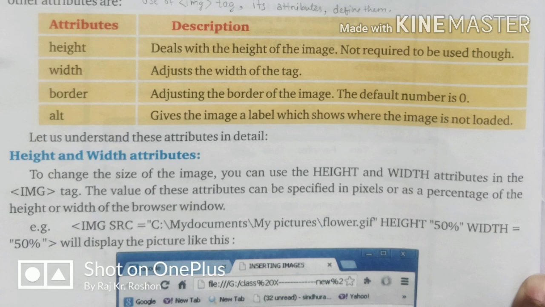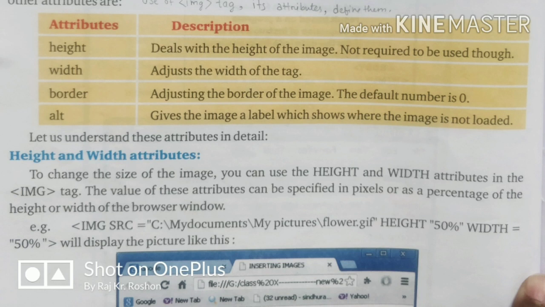The alt attribute is different. It will give the image a label which shows where the image is not loaded. When you write this alt attribute after finishing the image source, and suppose the picture is not supported or not uploaded, then whatever is written in the alt attribute will be displayed. In detail it is given here, the height and the width attribute.